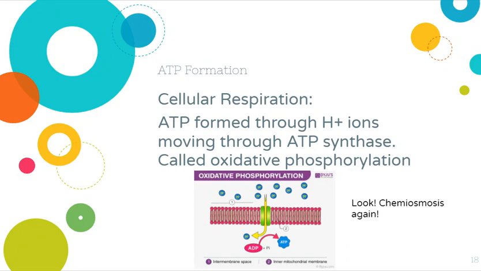We're still getting ADP phosphorylated by inorganic phosphate. Again, the hydrogen's still moving through. As it turns out, as we'll learn, they're moving in the opposite direction. Okay, they're going to be moving in instead of out, but still it's a hydrogen gradient.